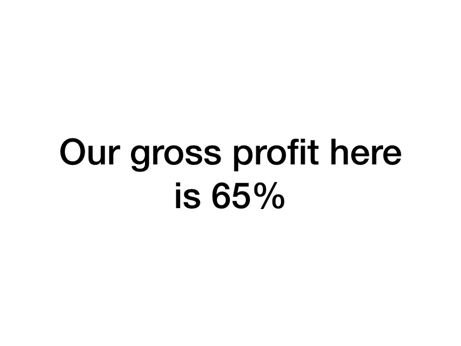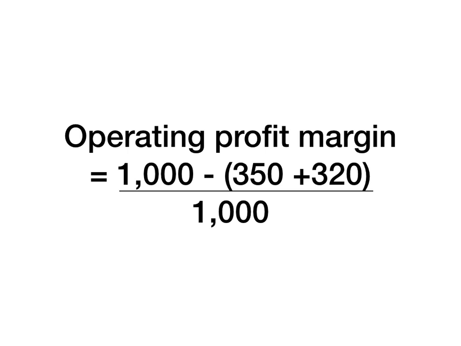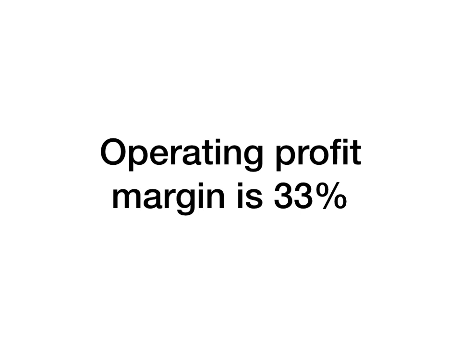Second, operating margin, we calculate that by net sales minus COGS minus SGA divided by net sales. In this case, that's 1,000 minus 350 minus 320 divided by 1,000. It gives us an operating profit margin of 33%. Now, to calculate profit margin bottom line, let's make further assumptions.